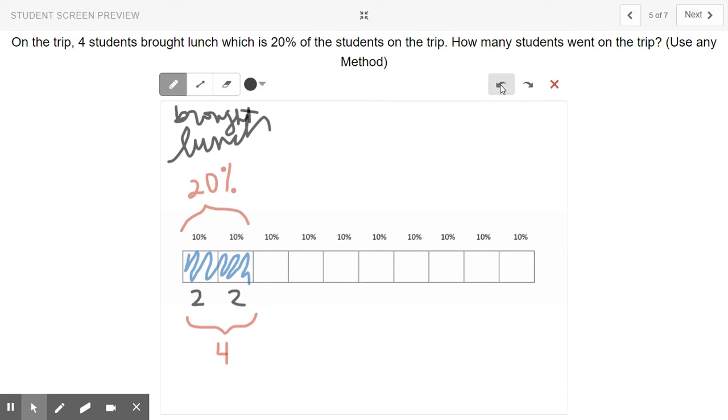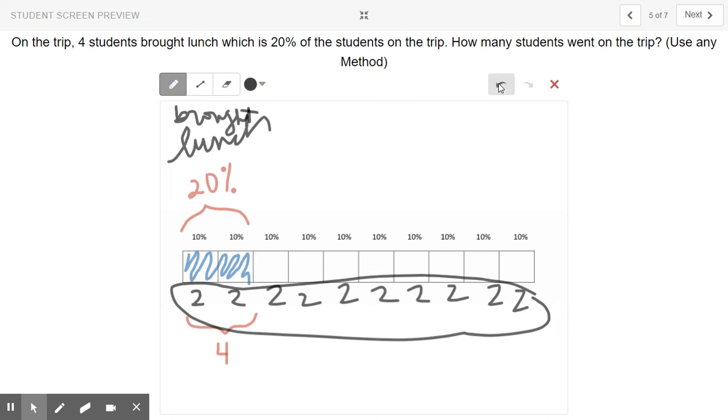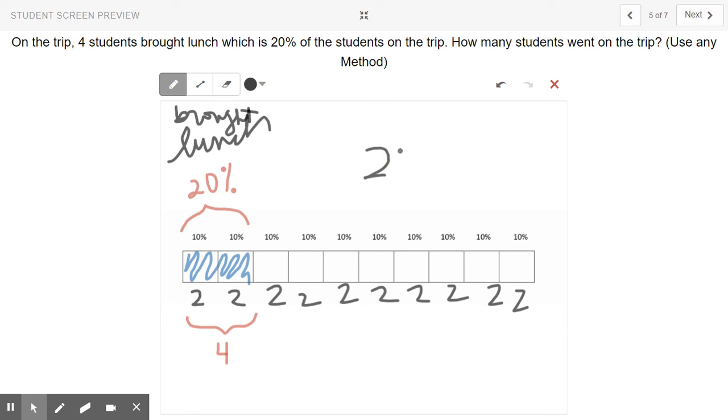So 4 divided by 2 is 2. If I know that's 2, then I know that the rest of the boxes are 2, which means how many total students went on the trip? 2 times 10 is 20. So the answer is 20 students went on the trip.